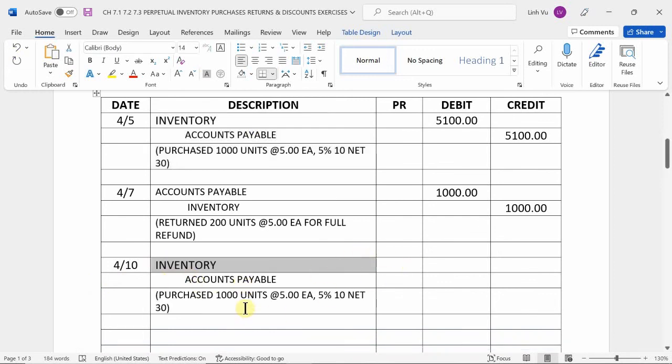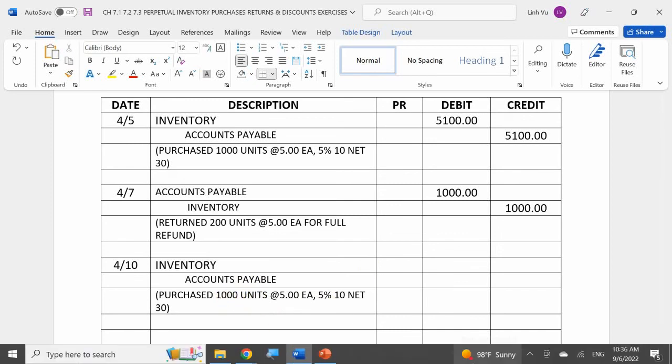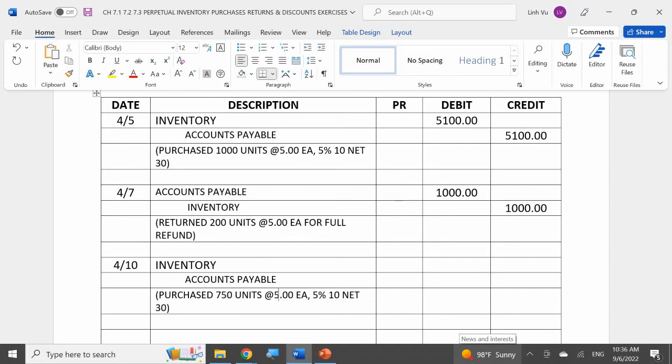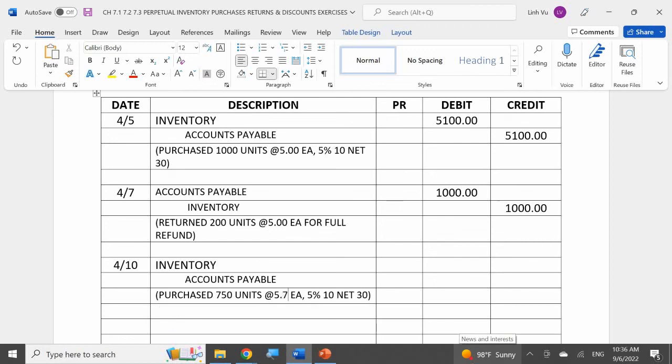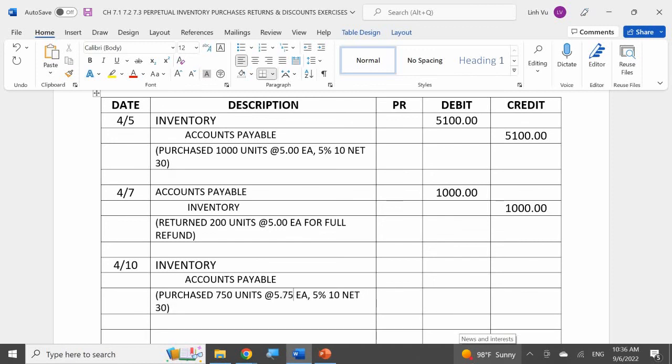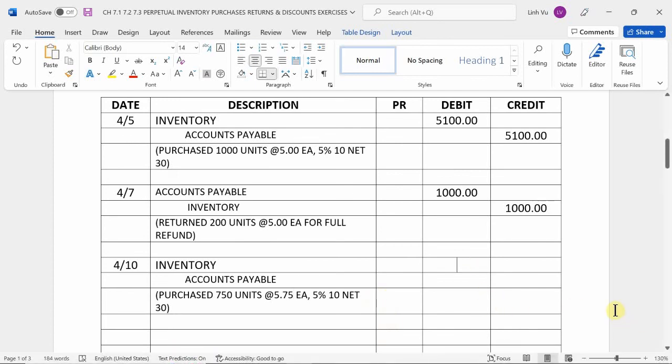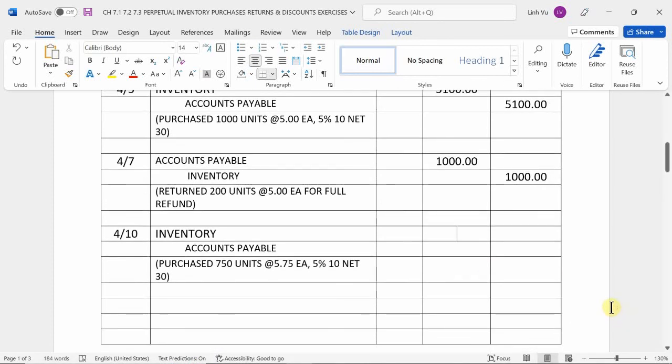Now, how much if I purchased 750 units at $5.75 each with the freight of 75? $4,387.50. Good. Okay.